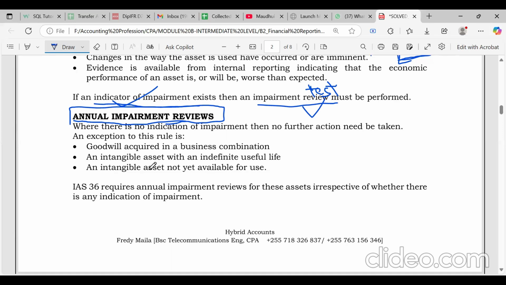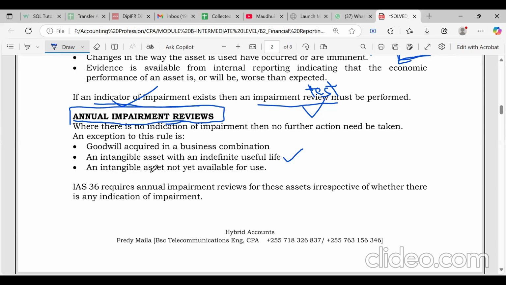But in case, let's say, we have an intangible asset, I'm starting with number two: an intangible asset with an indefinite useful life. We saw that yesterday. With an intangible asset with an indefinite useful life, there is no way to reduce this amount by amortization, so you have to perform the impairment test, the impairment review, each accounting period. Right.